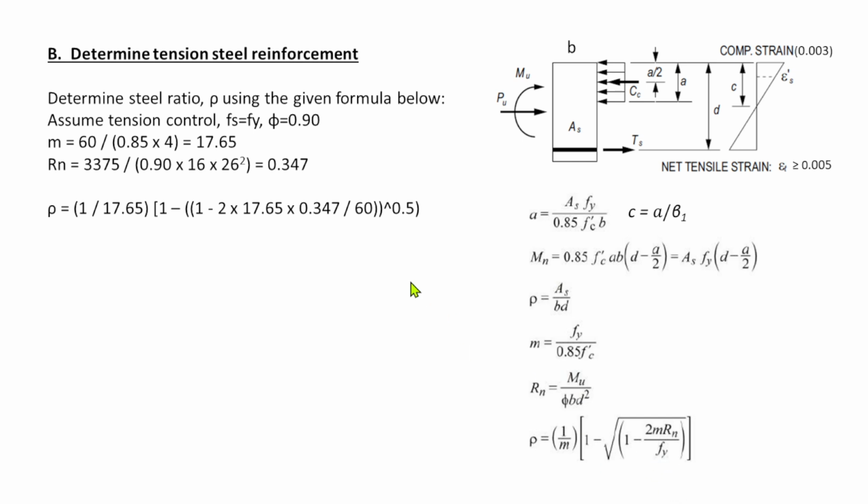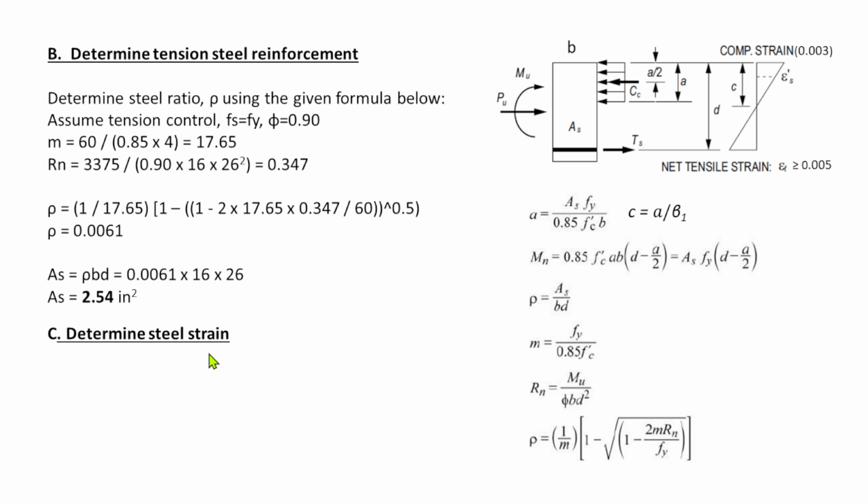Fy here is 60 ksi, not 60,000, because the unit of our moment here is in kip-inches, so we need to be consistent with that. So kip-inches, Rn in kips also. So the value of the steel ratio is 0.0061. The required steel area is rho times b times d. The steel ratio times the width of the beam and times the depth of the beam. So the required tensile reinforcement is 2.54 square inches.